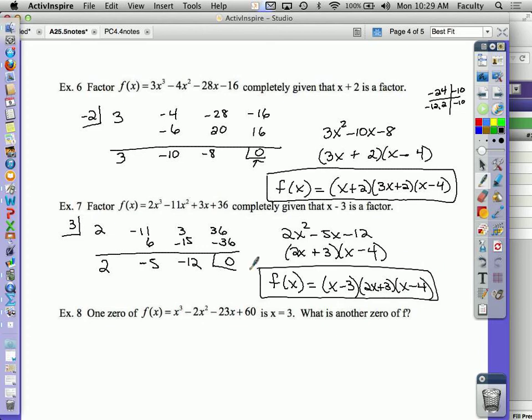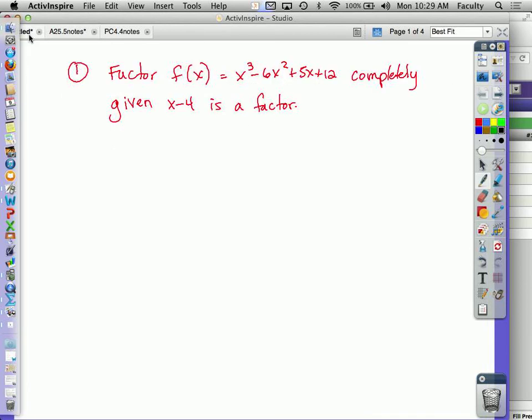Okay, so let me go over what we're doing here one more time. If you know a factor, you can find the other factors by doing synthetic division and dividing the polynomial down to a quadratic, and then we can do quadratic factoring. All right, so go to your warm-up section, and I want you to try this one on your own. Let's see if we're really getting the hang of it.